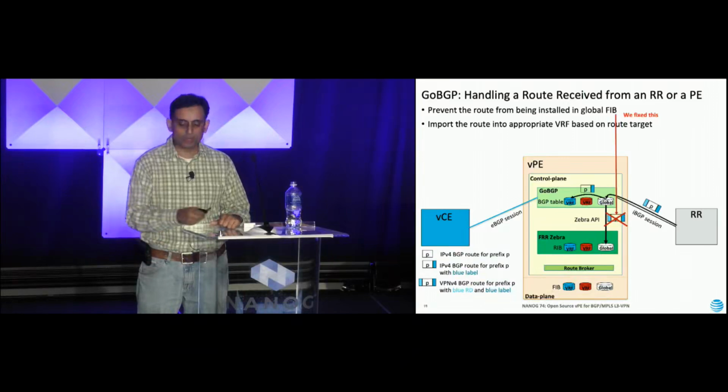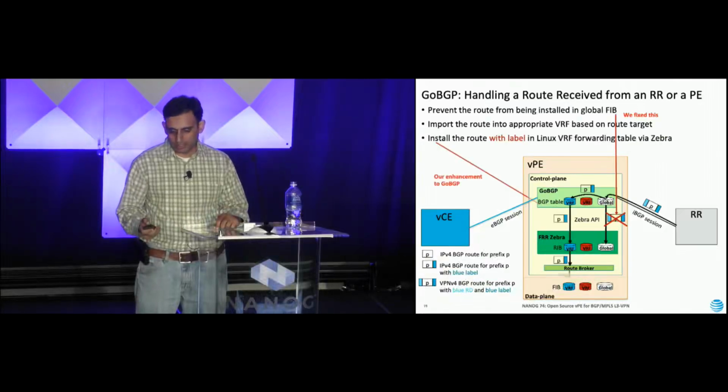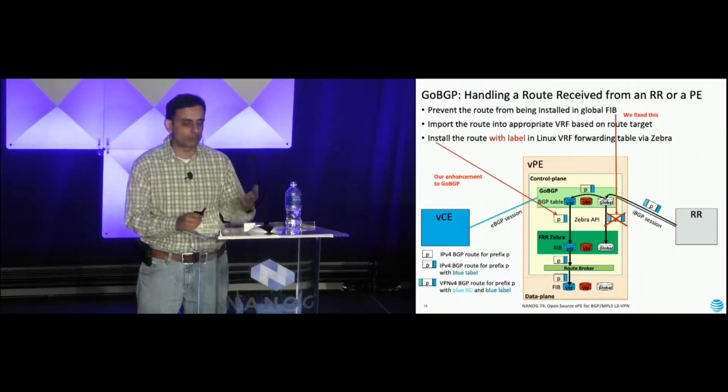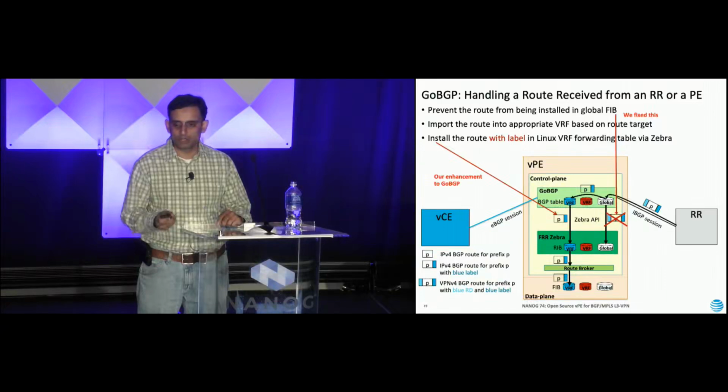The route is then imported into blue VRF, and when it is imported, the route distinguisher is removed and the route essentially becomes an MPLS labeled IPv4 route. So the blue label is still associated with the route. And then eventually this route, after it goes through the route selection process, needs to be installed into the RIB and down into the forwarding table. And again, here we had to make some enhancement to make sure that the route was installed into the forwarding table with the correct label.